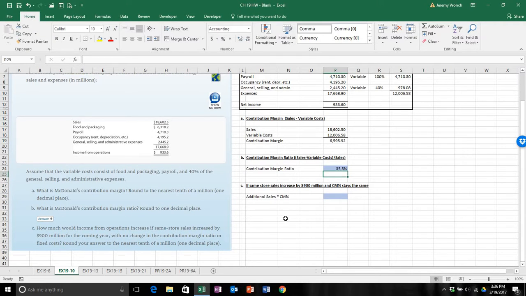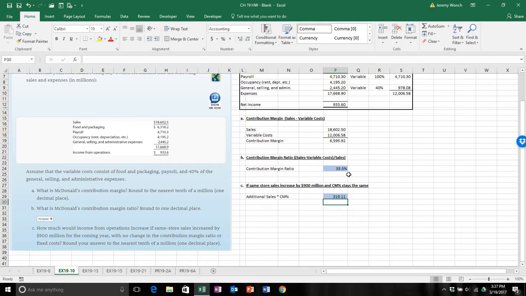And so it says, hey, what if we increase sales by $900 million? And asks us, so if we increase sales by 900 million, how much is profit going to increase? And so to figure this out, we just take the additional amount that we're going to have in sales, multiply this times our contribution margin ratio, gets us $319 million. So if we sell an extra 900 million, we'll be able to put an extra 300 million into our pocket as profit.